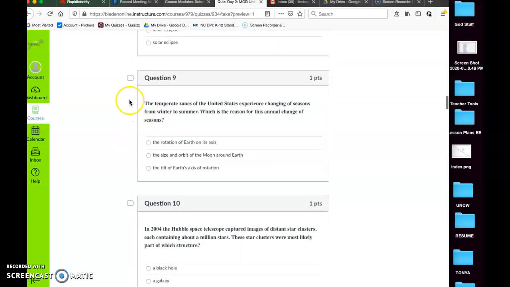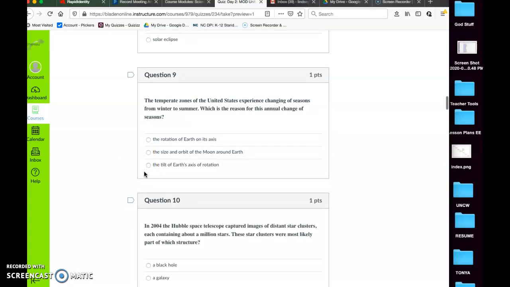Question number 9. The temperate zones of the United States experience changing of seasons from winter to summer. Which is the reason for this annual change of seasons? Is it the rotation of the Earth on its axis? Is it the size and the orbit of the moon around the Earth? Or is it the tilt of the Earth's axis of rotation?